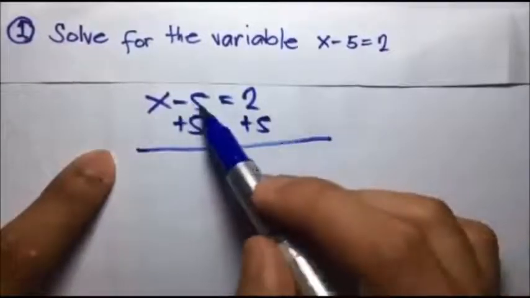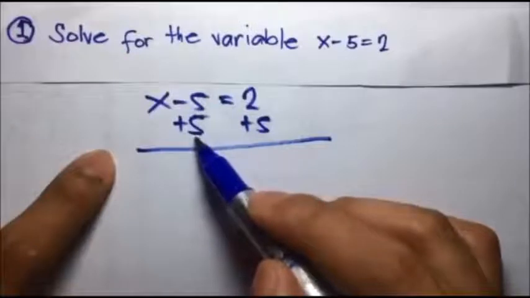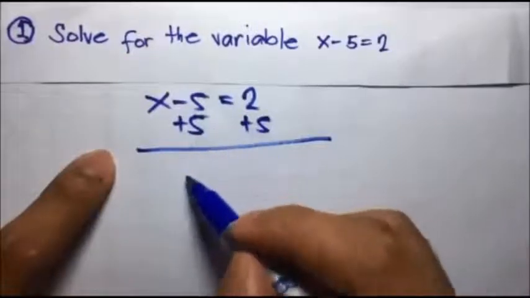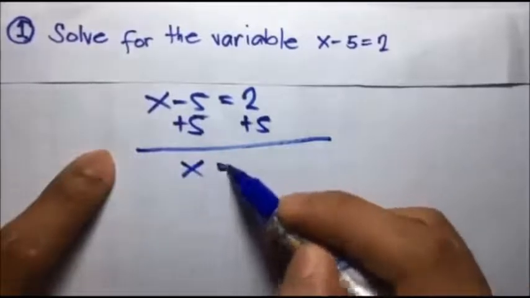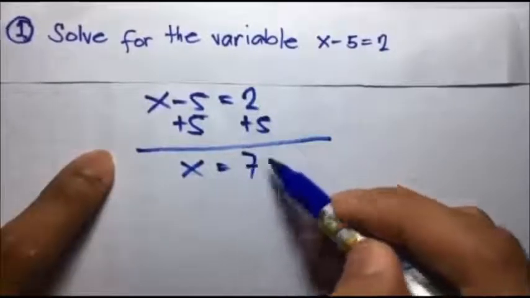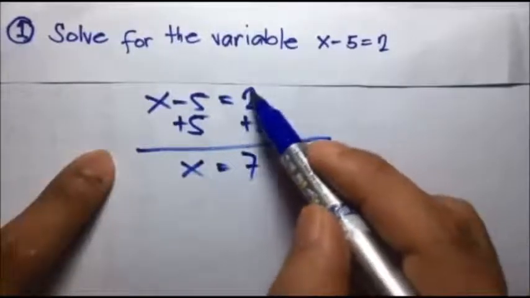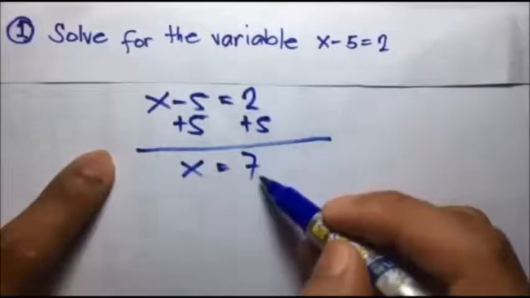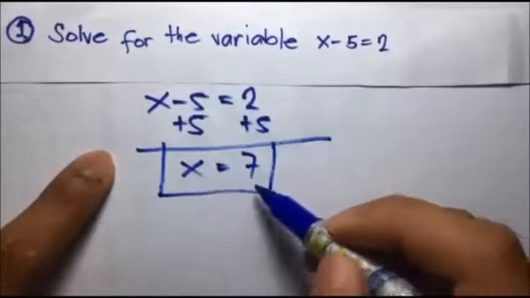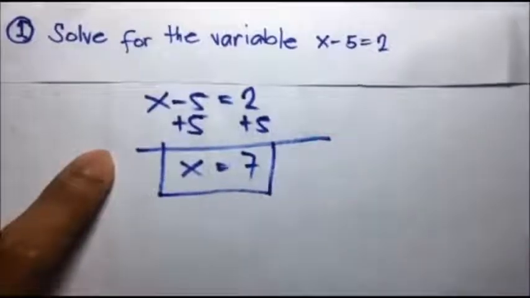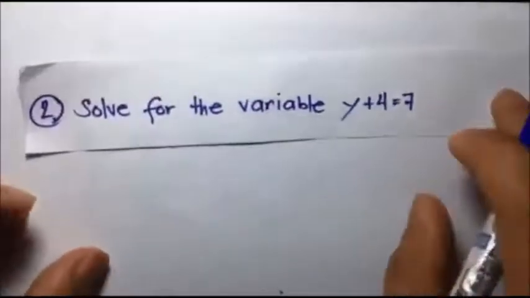Negative 5 and positive 5, that is 0. So bring down x. 7, because 2 + 5 is 7. So the answer is 7. Our x is 7.